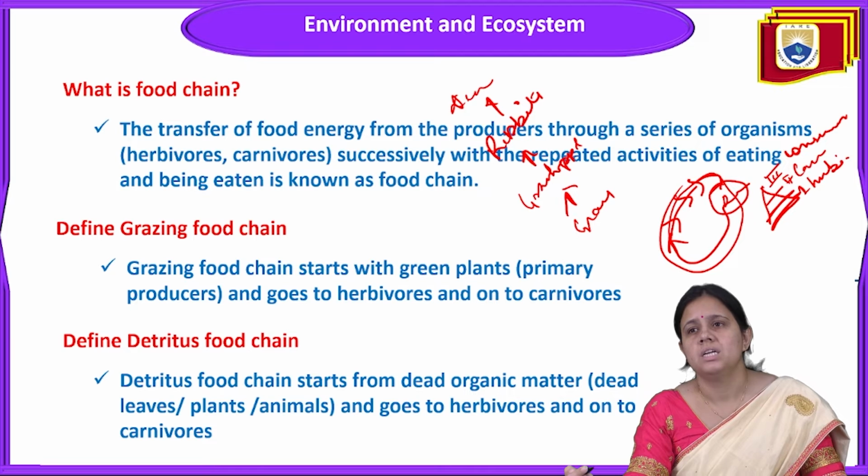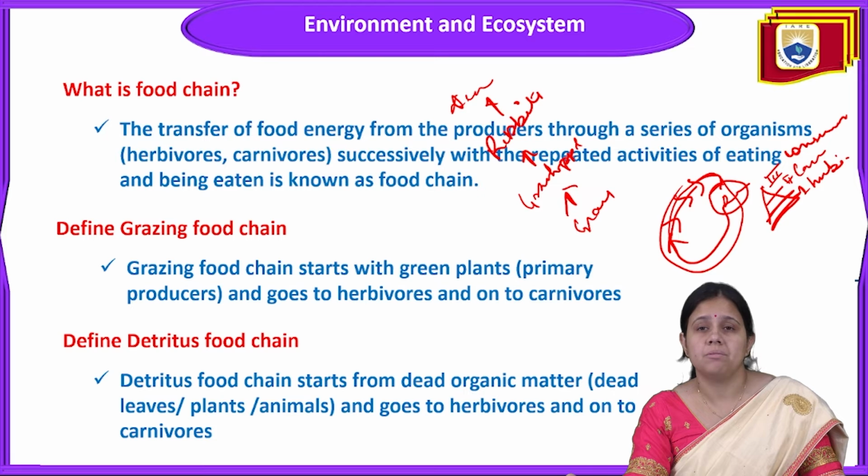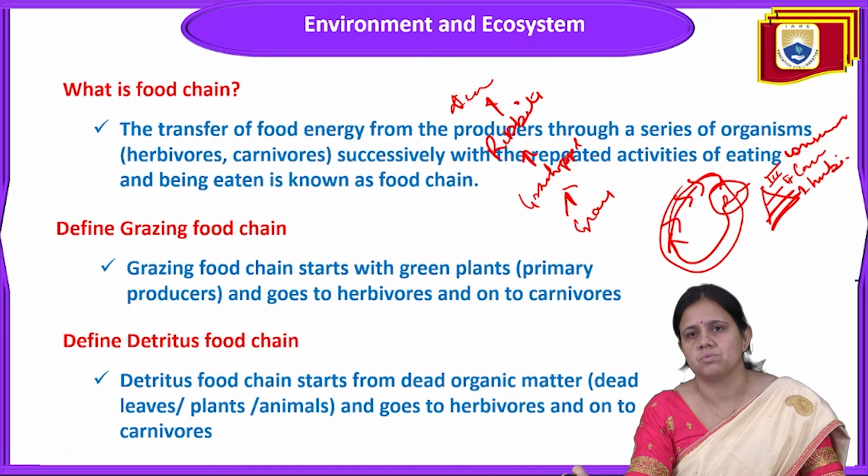is produced through a series of organisms, like herbivores to carnivores, and then to decomposers, and then they will again bring that nutrient back into the atmosphere. The repeated activity of eating and being eaten is known as a food chain. So this is all about the food chain.